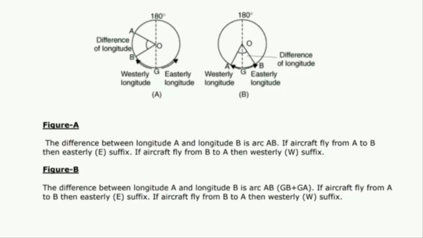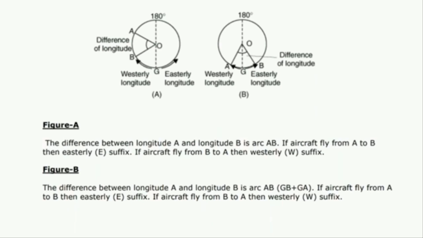Understanding the east or west suffix. In figure A, the difference between longitude A and longitude B is arc AB. If the aircraft is flying from A to B, then easterly suffix. If the aircraft is flying from B to A, then westerly suffix. A simple meaning: if it is anti-clockwise, then we put easterly, and if it is clockwise, then we put westerly.